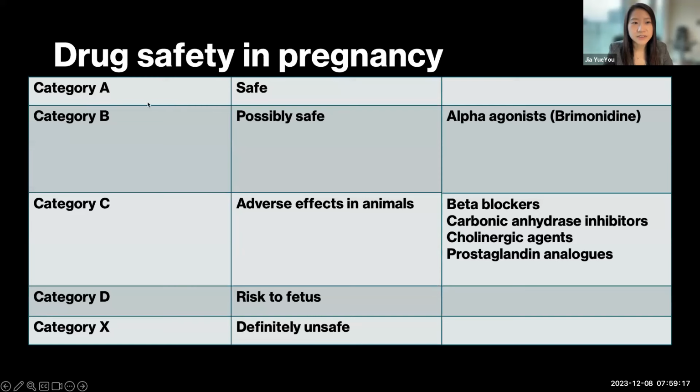We don't really have any drugs in category A, just because of the nature of the pregnancy, it's hard to make any sort of real study looking at pregnant women and their reaction to drops. The only drop that is possibly safe in pregnancy is brimonidine, and all the rest falls in category C.